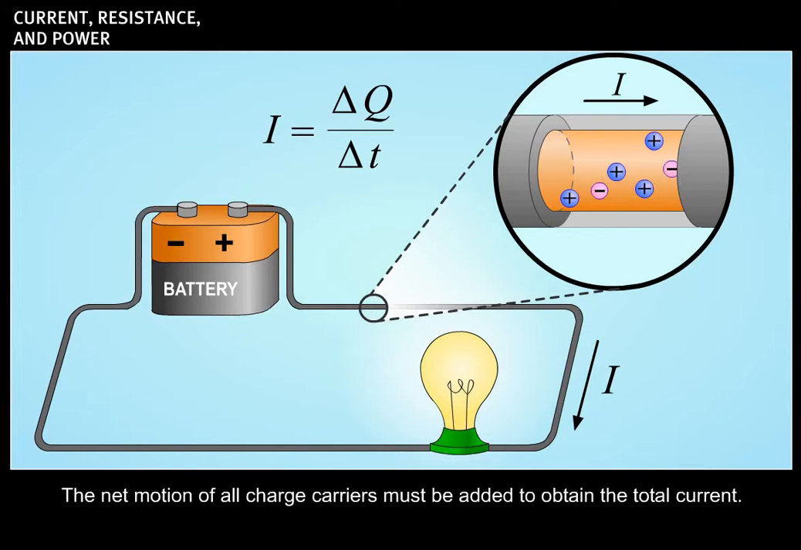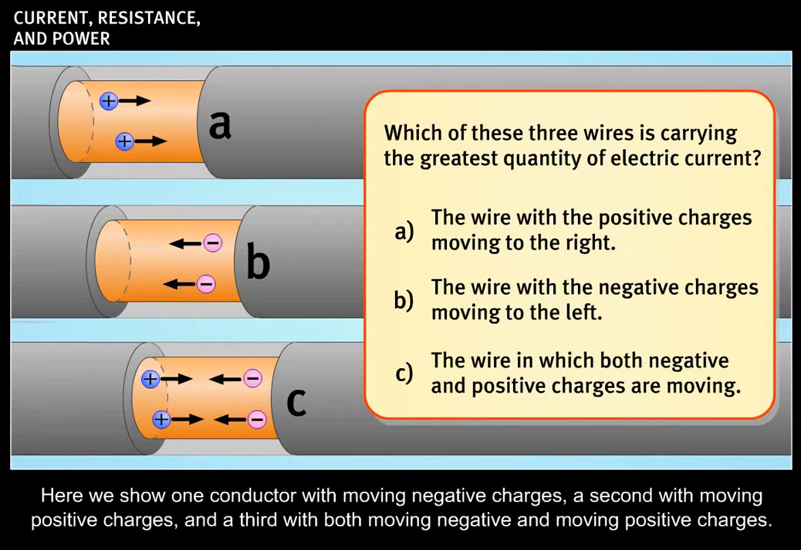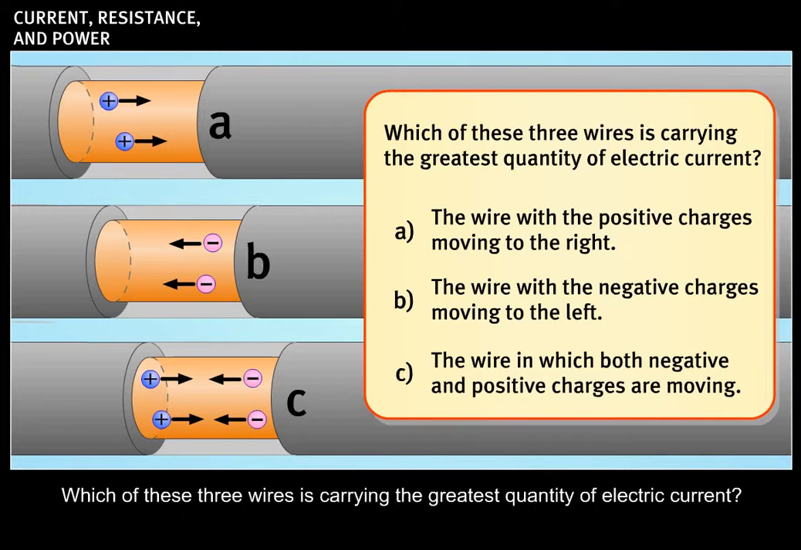The net motion of all charge carriers must be added to obtain the total current. Here we show one conductor with moving negative charges, a second with moving positive charges, and a third with both moving negative and moving positive charges. Which of these three wires is carrying the greatest quantity of electric current?